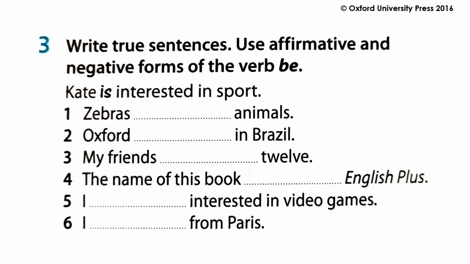Exercise 3. Write true sentences. Use affirmative and negative forms of the verb be. For example, Kate is interested in sport.